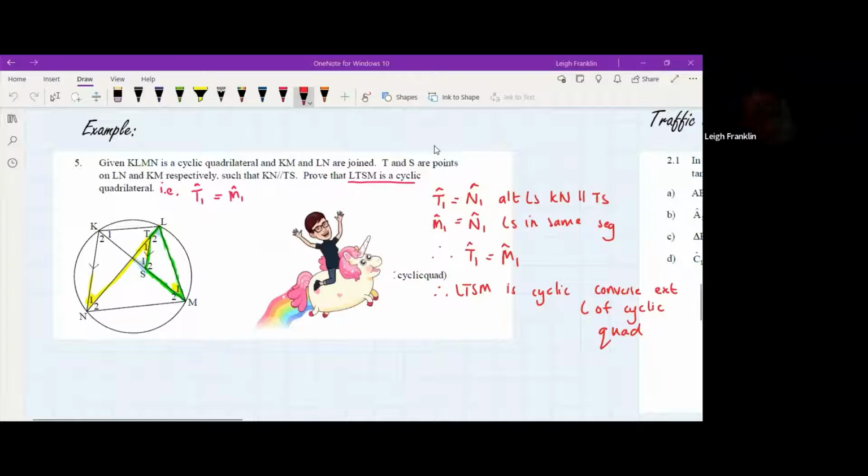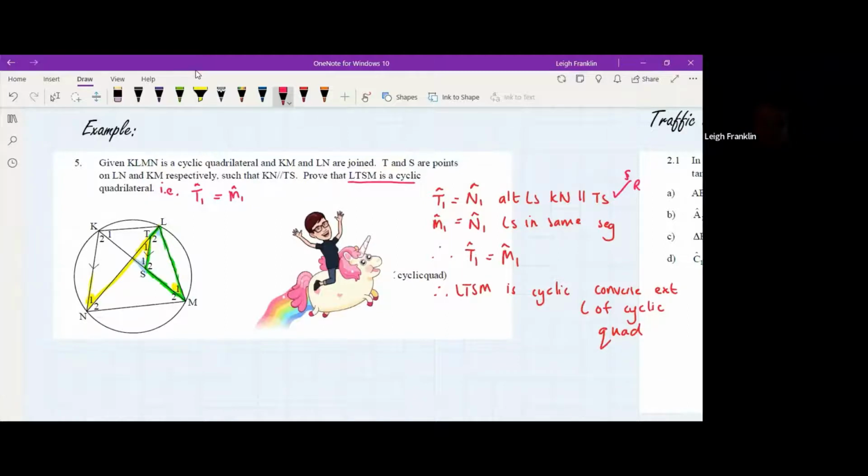Something like this is going to be worth probably about 4 marks. There would be a statement and reason mark on the line T1 equals N1 and the reason. So if you left off those parallel lines, they would penalise you for that and they wouldn't give you the mark.